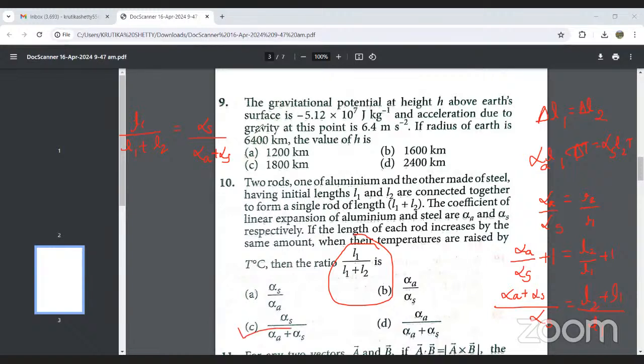Understood the steps? Why are we making it plus 1? Hope you understood, because we require L1 divided by L1 plus L2. You can add plus 1 on both sides, because it gets cancelled on both sides, so the equation does not differ. Correct? Check. Copy down. We will go for the next question.